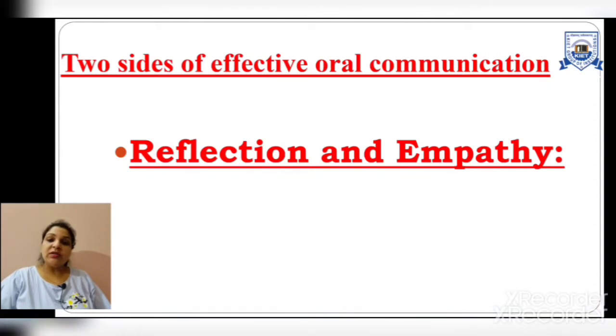Let's go to the important features, its two sides, reflection and empathy. See, it is very important that the speaker agrees that what you understood is a true representation of what he meant or said. Understanding and reflecting the verbal message of the speaker becomes very important. This helps you build a great understanding of what is said through the content, feelings, and meaning of the context.